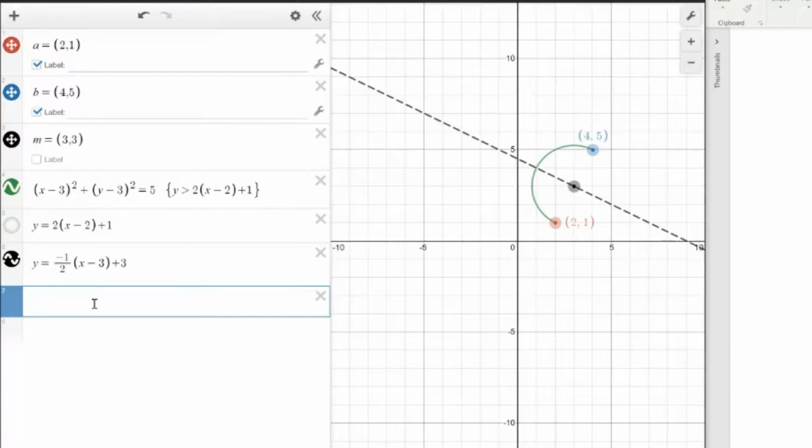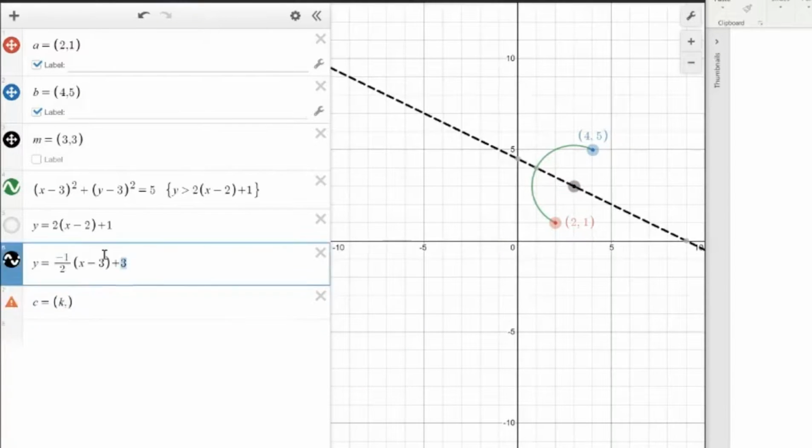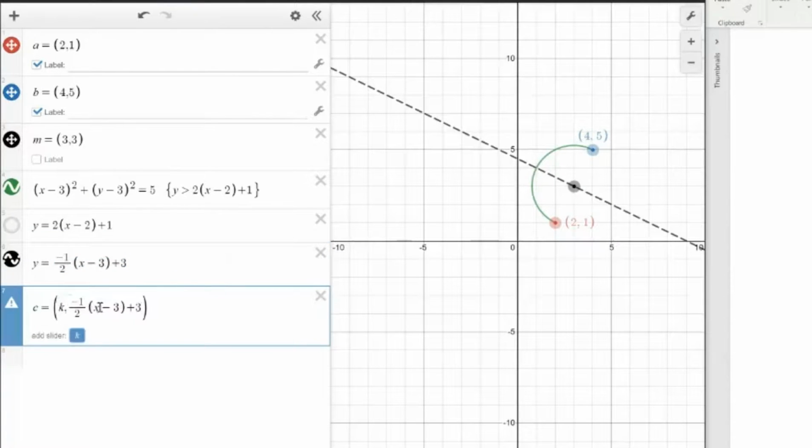Have I used a C? No, we'll use C for center. That's nice. I want to start it at, well, let's make a slider because we want this black dot to slide along. Okay, so C to equal K, comma, show you what I've done there.